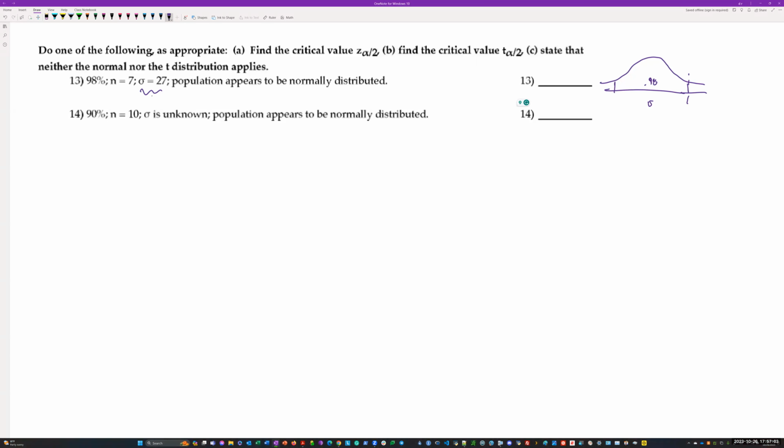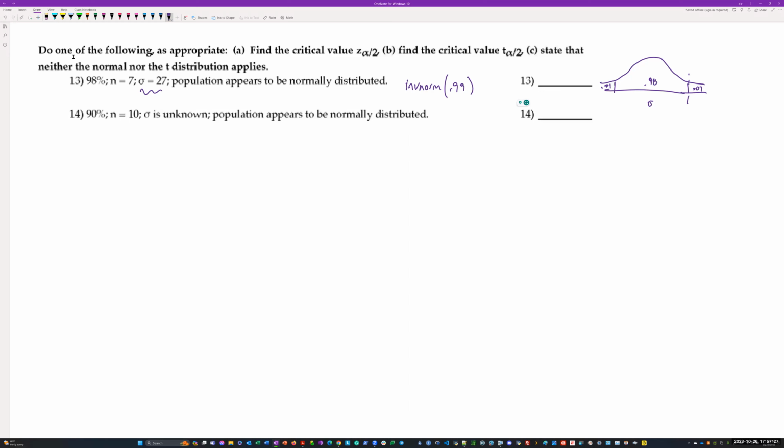How do I find that? Z, in norm. 0.99 is correct because this would be 0.01 and this would be 0.01. Then you would just do 0.99. Does that make sense? Good. Does that make sense, guys?